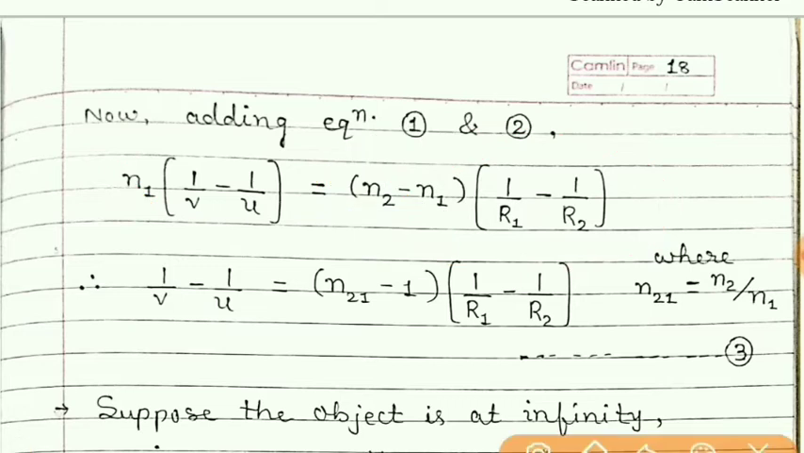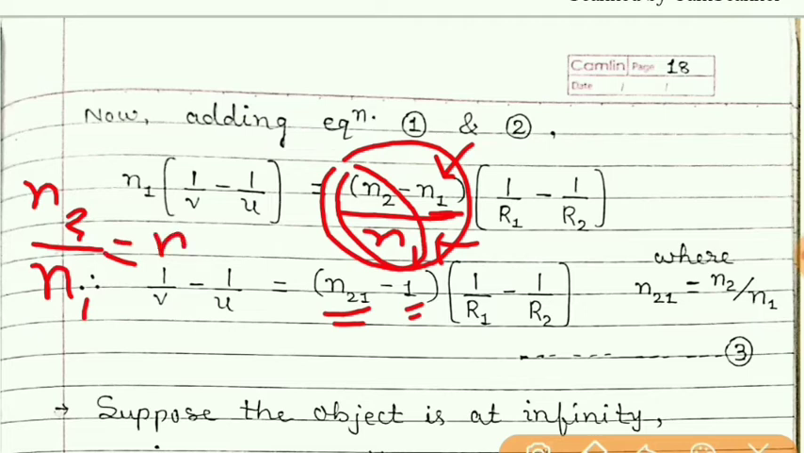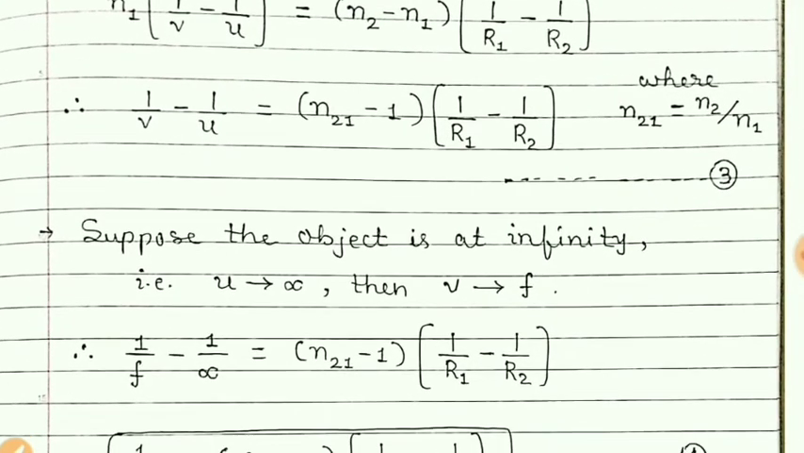But here, if you simplify this, you will get minus 1, because N1 upon N1 will be 1 only. They will cancel each other. And on this side, N2 upon N1 can be written as N21. N2 upon N1 is N21. So I have written this. Again, it is simple mathematics. So let us give this equation number 3.